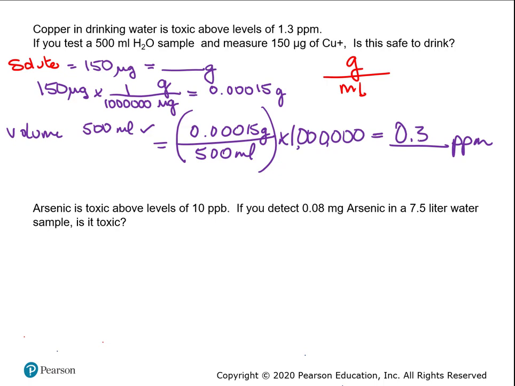And I always do the division first and multiply it times a million. You could take 0.00015 times a million and divide it by 500. You get the same answer. It's fine.